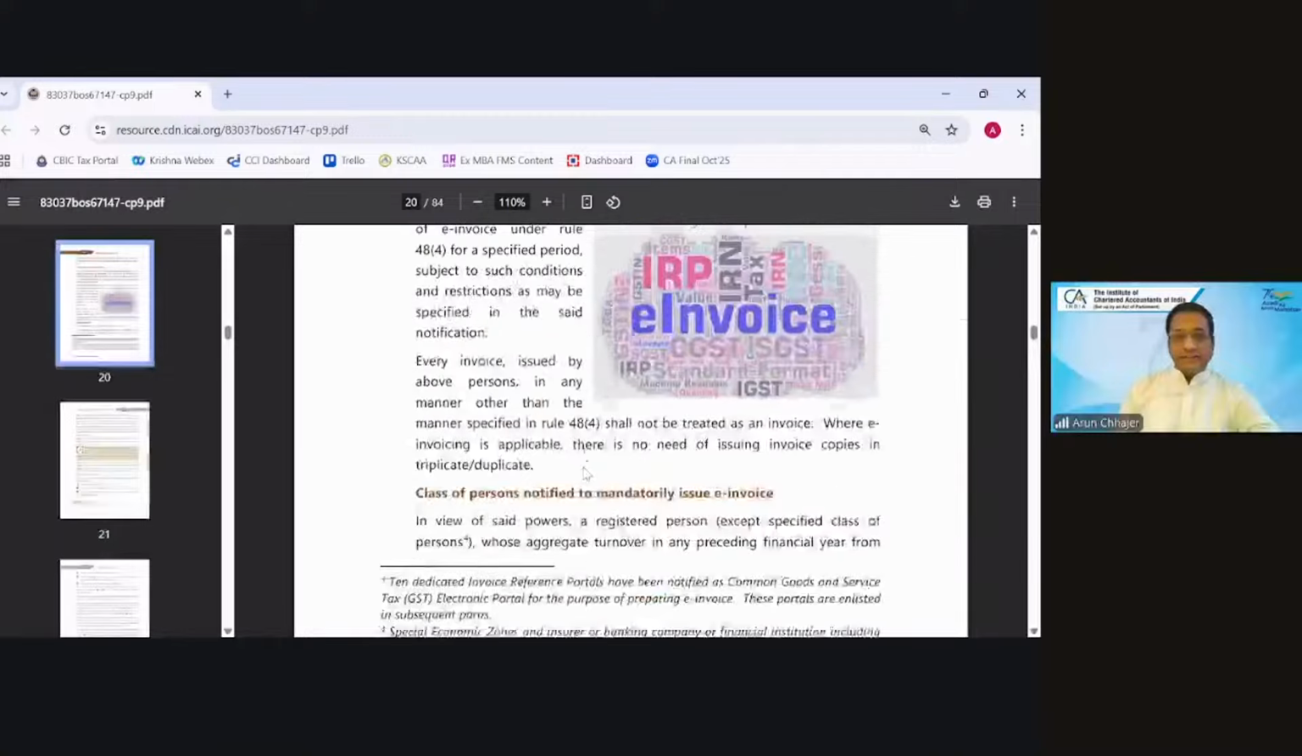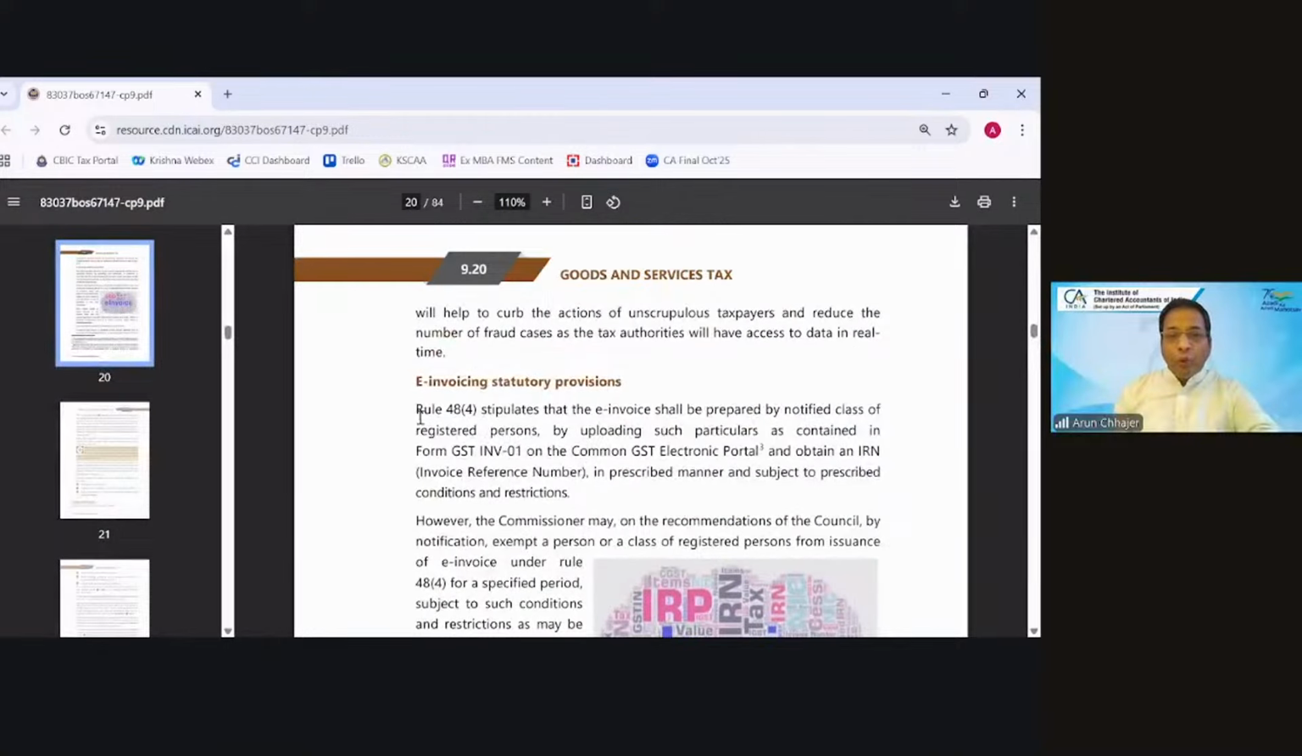I hope it is clear. Then one important rule is Rule 48.4 and Rule 48.5. Rule 48.4 normally talks about that invoicing shall be prepared by the notified class of the person, which we have discussed, uploading the particular on the INV1.